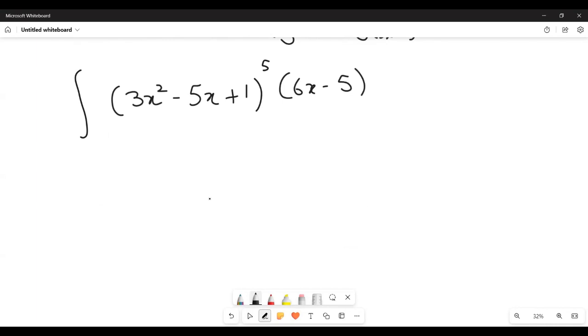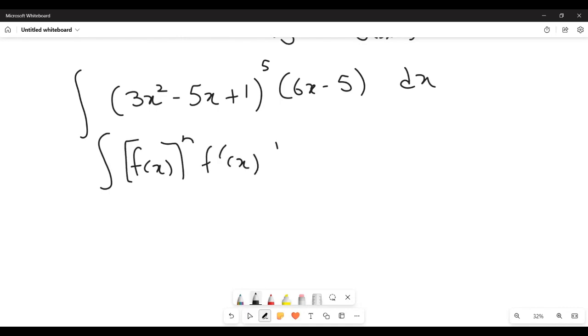Okay. So that's not a linear function with the power 5 on it. So that means now we have to use f(x) power n, but with that you must also be given an f prime x. Only then you will be able to integrate it to f(x) power n plus 1 upon n plus 1 plus c. So do we have the integration of this with us?